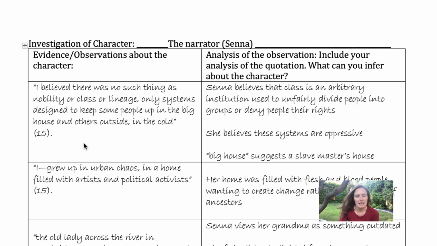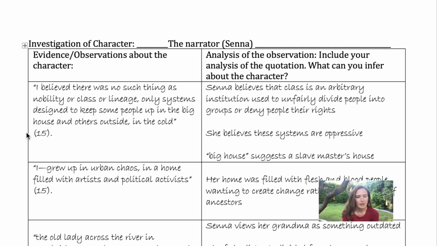So I've selected this quotation right here from the text, and obviously this is going to be a dropped quote. If this were an essay, I would have to integrate it. I'd have to introduce the quote, insert the quote, include my parenthetical citation plus my analysis, but this is just a chart to get us started, so I've just pulled in the quote by itself without introducing it. So here's the quote on page 15.